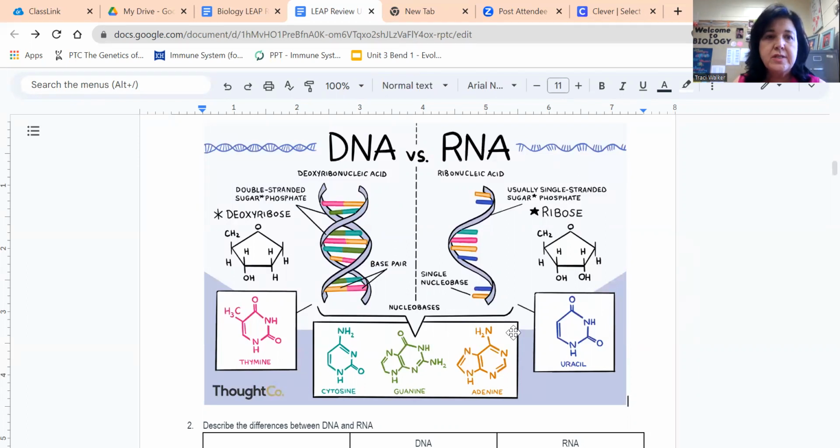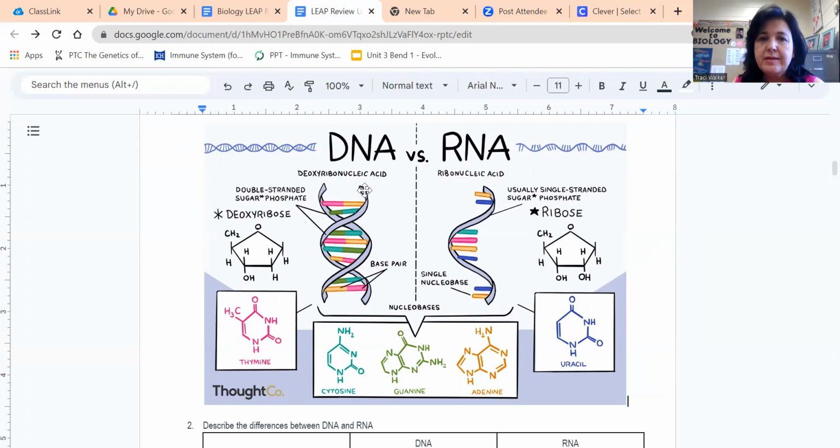So you see here DNA on the left and RNA on the right. DNA is an abbreviation for deoxyribonucleic acid. And RNA is just ribonucleic acid. Let's look at some of the differences. DNA is double-stranded, and this is called a helix. It looks like a spiral staircase. So it's a double-stranded helix, like a spiral staircase.